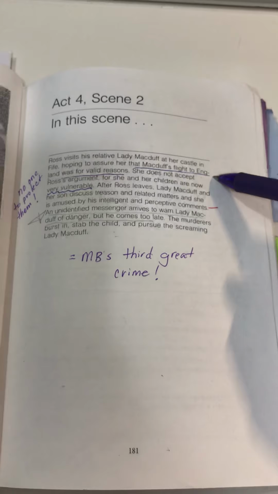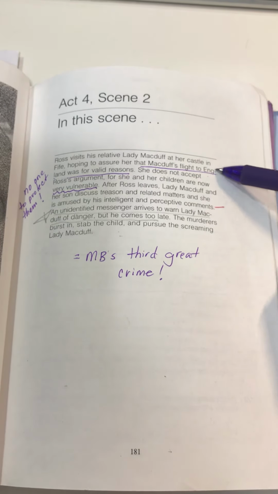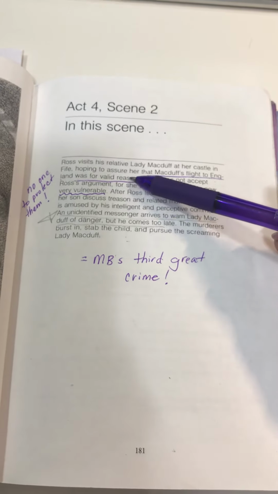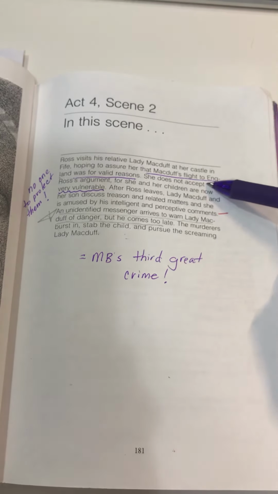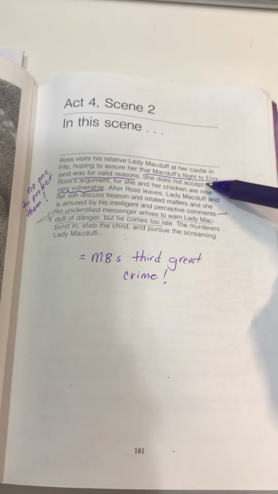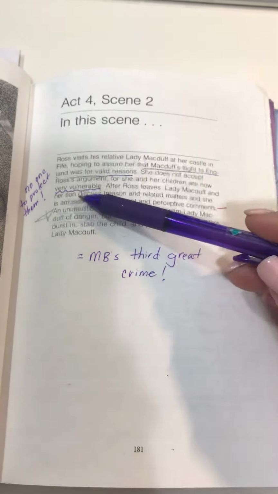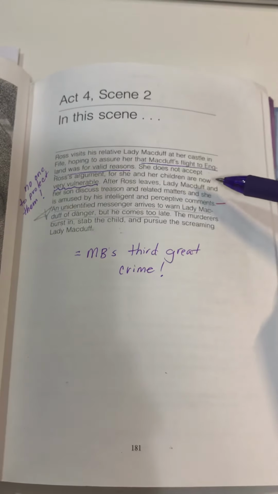So we're going to see again here that this was a fatal error on his part. Ross visits his relative Lady Macduff in her castle at Fife, hoping to assure her that Macduff's flight to England was for really good, valid reasons. She, however, does not accept Ross's arguments. She's hurt. She feels really abandoned. For she and her children are now very vulnerable, meaning no one is there to protect them, right?